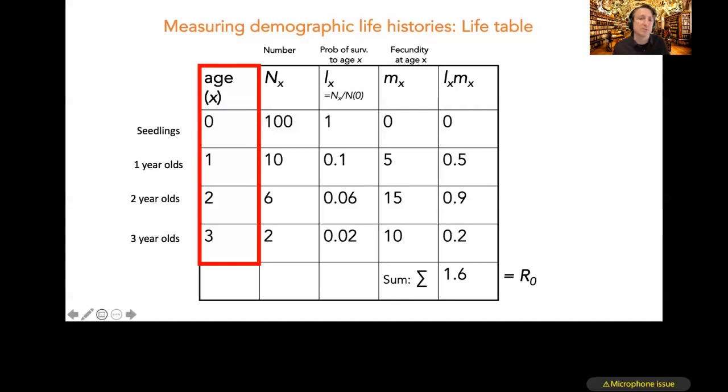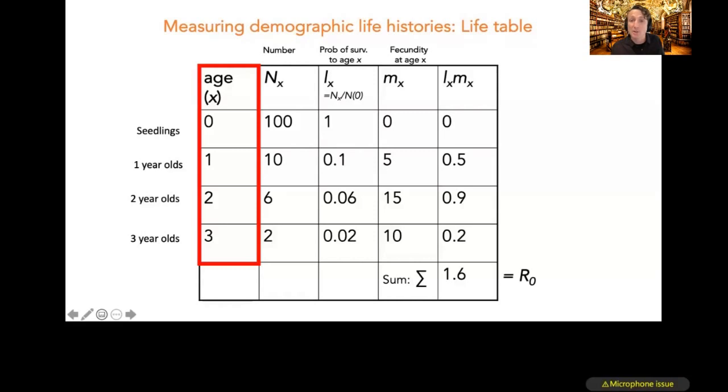But then what we also do is we keep track of who's actually doing the reproducing. That is, how many offspring, or how many seedlings, you're producing for the next generation. So if you notice, seedlings are not reproducing, but 1-year-olds produce 5 seedlings. 2-year-olds produce 15 seedlings, okay? Kind of prime reproductive years. And the 3-year-olds, man, they're getting a little bit older. They only produce 10 seedlings in this population.